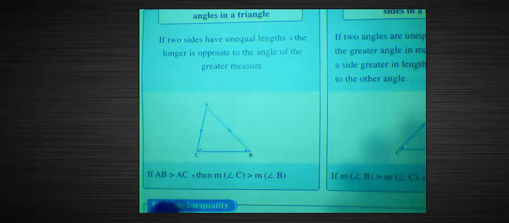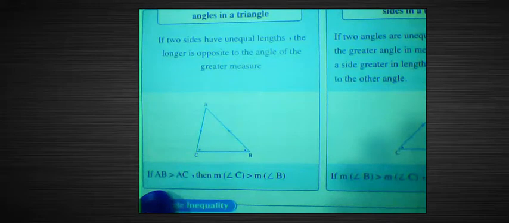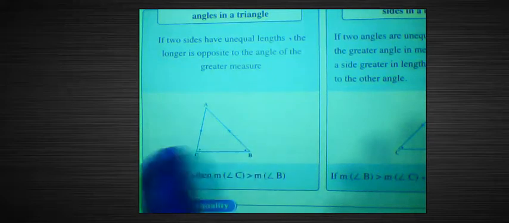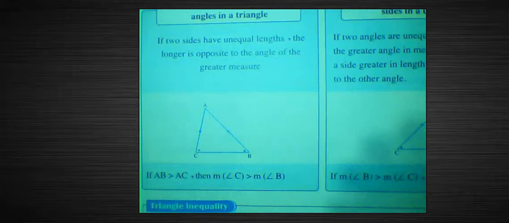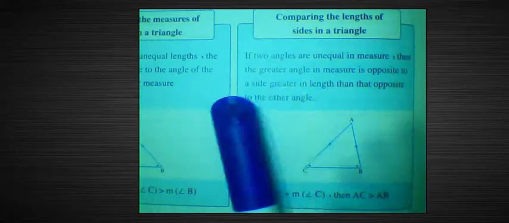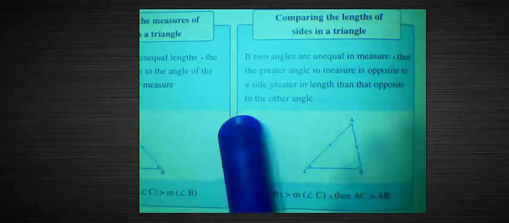لو أنا عندي يا مستر AB more than AC يبقى الميجر الأوبزيت للأنجل، measure الأوبزيت للسايد لينس اللي عندي، اللي هو الAB هتبقى more than، يعني الأنجل C more than أنجل B. يبقى لو عندي في difference between two sides in triangle، الكبيرة يا ولاد greater بيقابلها the greater measure، the greater length opposite the greater measure. والعكس if two angles are unequal in measure then the greater angle in measure is opposite to a side greater in length than the opposite to the other angle.